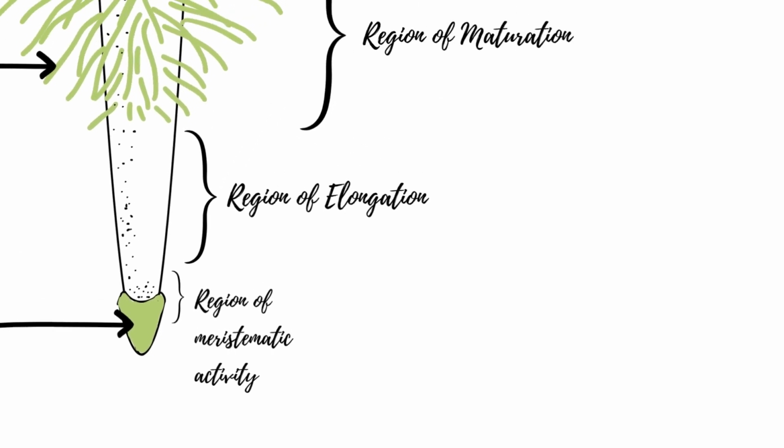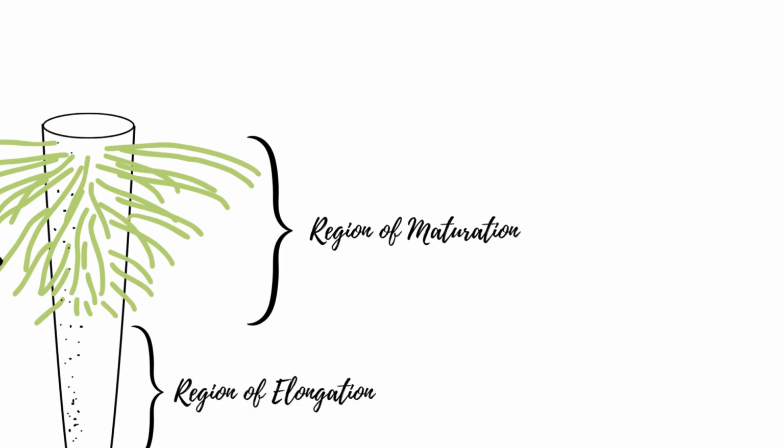Region of elongation. A little above the meristematic zone is the region of elongation. In this region, the freshly formed cells increase in size and length. This elongation is what pushes the root deeper into the soil. Without this region, the root would not be able to extend.